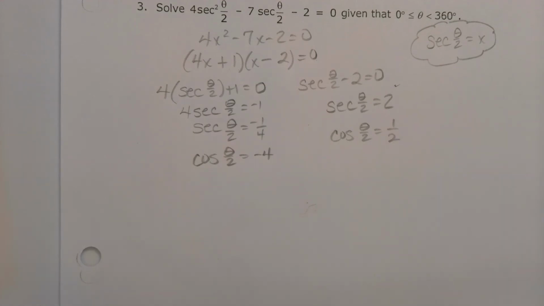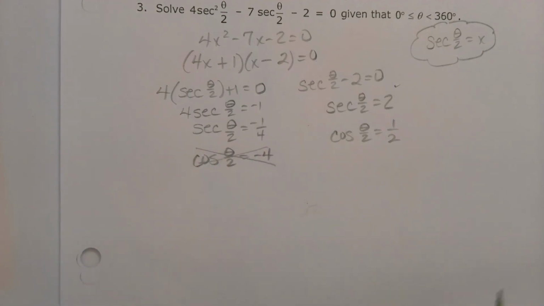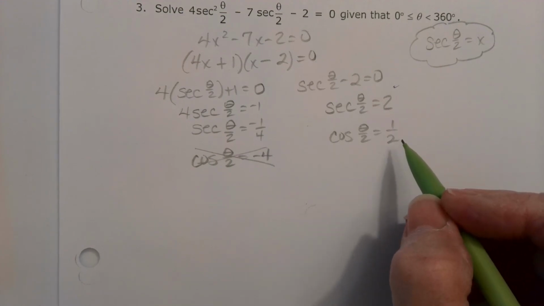Now, sine and cosine, both of them, can never be bigger than 1, and they can never be smaller than negative 1. Okay? So that means this one is not possible, so just throw it away. This is the one you're going to work with.